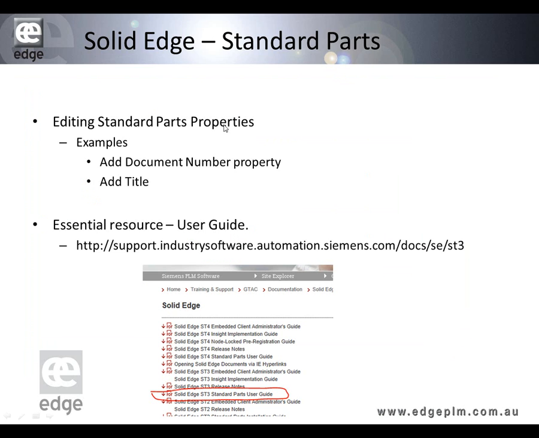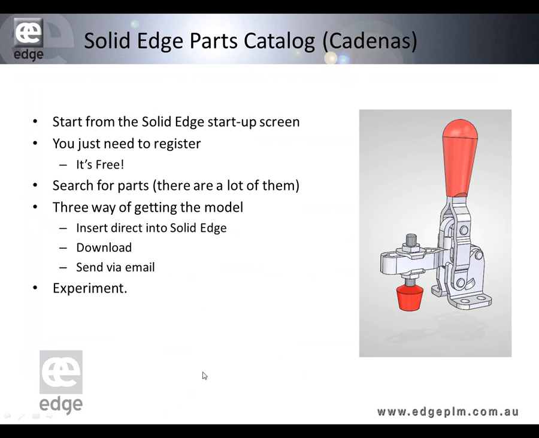Okay, moving along, our time's running on. This is the Solid Edge parts catalog. Here I've got, and this is what I'm going to generate for us, a little toggle clamp. You start from the Solid Edge start screen. You need to register. You can search for parts. There's different ways of getting the model, and my advice is register and have an experiment. See what's in there. Have a good look.